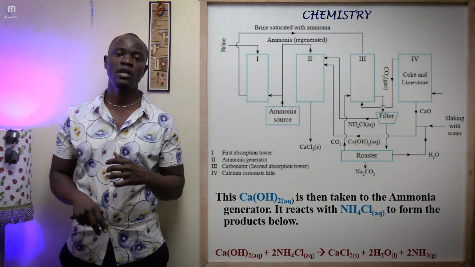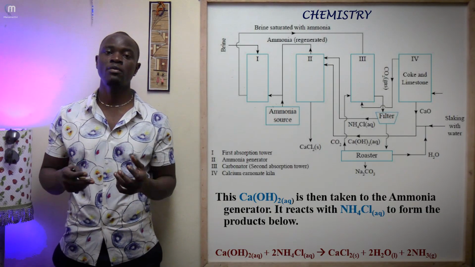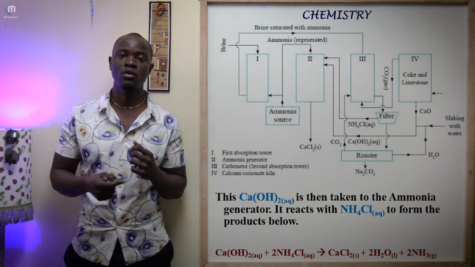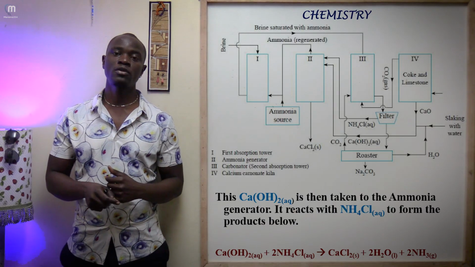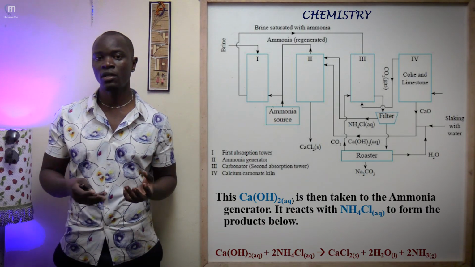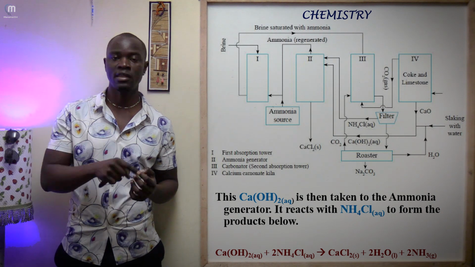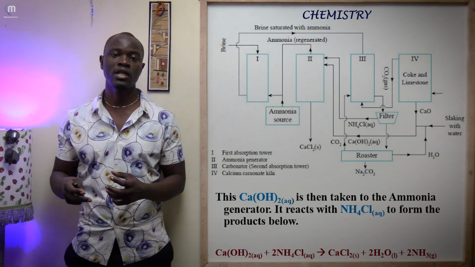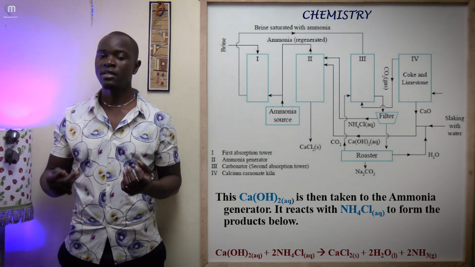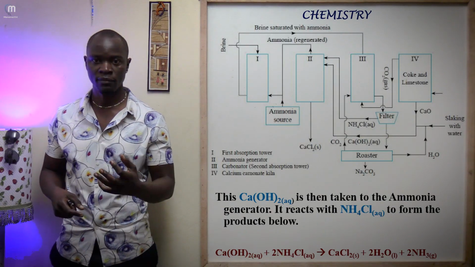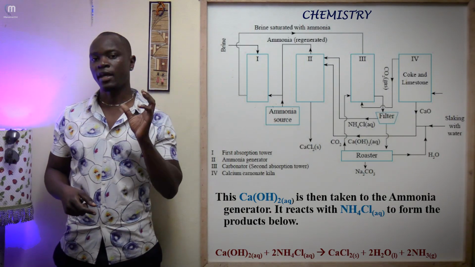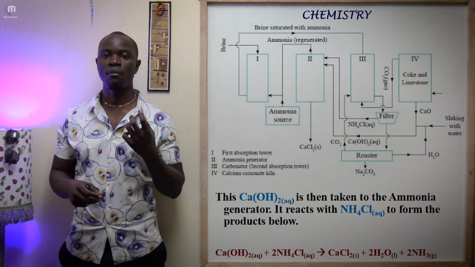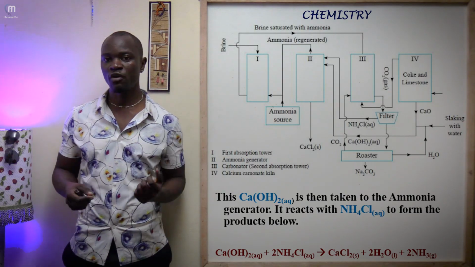So apart from that, we are going to go to the kiln, whereby in the kiln we are going to heat carbon in order to liberate carbon dioxide. This carbon dioxide will be taken to the carbonator. Also in the kiln we have decomposition of limestone, whereby it's going to give carbon dioxide entering the carbonator and also calcium oxide. This calcium oxide will be reacted with water in order to form calcium hydroxide. This calcium hydroxide will be taken to the ammonia generator. In the ammonia generator, the calcium hydroxide will react with the ammonium chloride to form calcium chloride, ammonia, water and carbon dioxide.